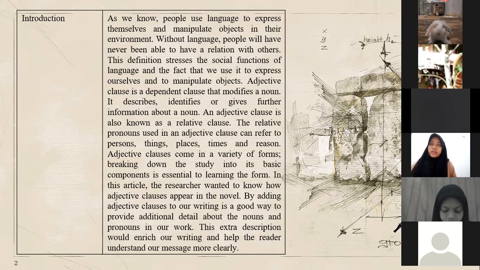Breaking down the study into its basic components is essential to learning the form. In this article, the researcher wants to know how adjective clauses appear in the novel. Adding adjective clauses to our writing is a good way to provide additional detail about the nouns and pronouns in our work. This extra description would enrich our writing and help the reader understand our message more clearly.